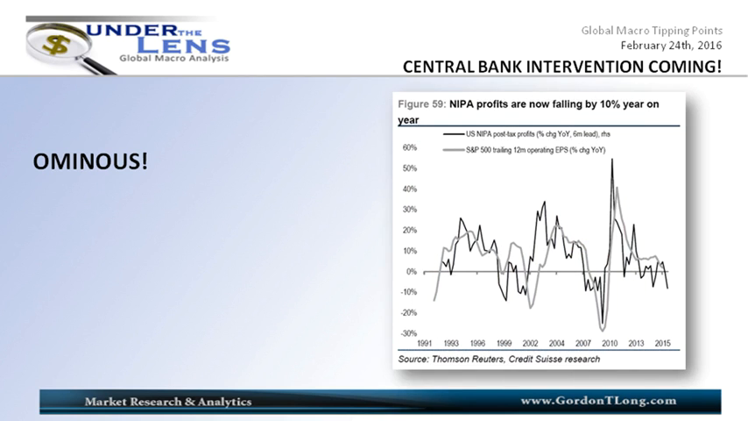In case I haven't made my point, have a look at this chart by Thomson Reuters, Credit Suisse. U.S. NIPA post-tax profits are falling at 10% year over year. They have gone negative, and trailing 12-month operating earnings per share is also about to. What are you going to believe, your lying eyes or the government?